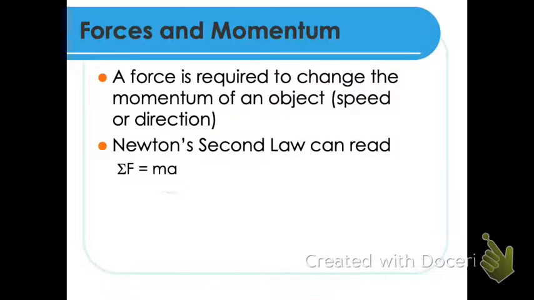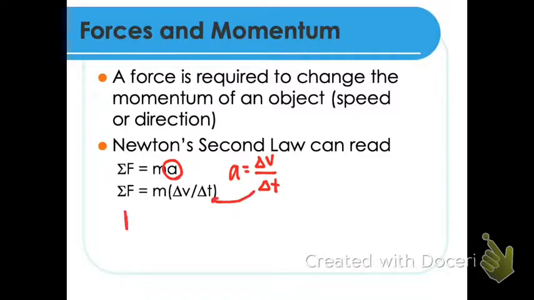When I look at the equation for acceleration, acceleration is usually change in velocity over change in time. So all I did here was substitute that. Now I've got force. You know what this means right here? Sigma means sum of. So really all it's saying is net force equals m times delta v over delta t.